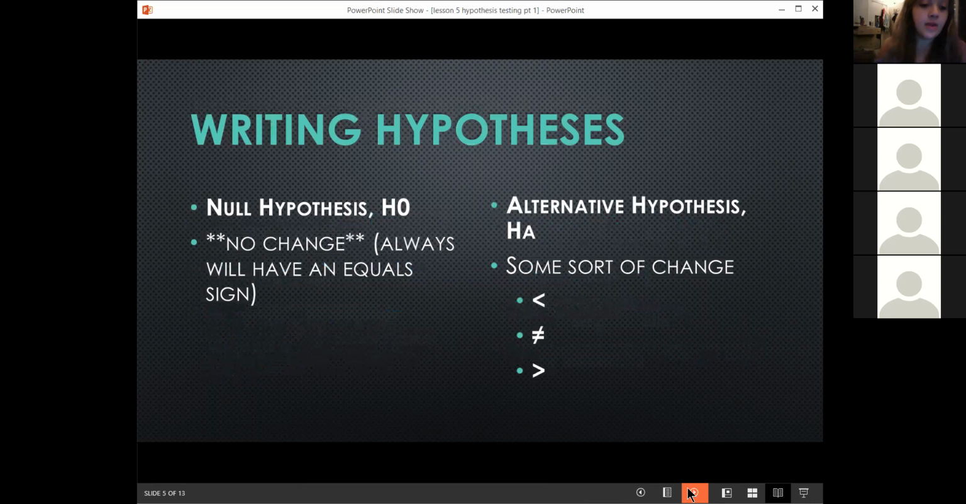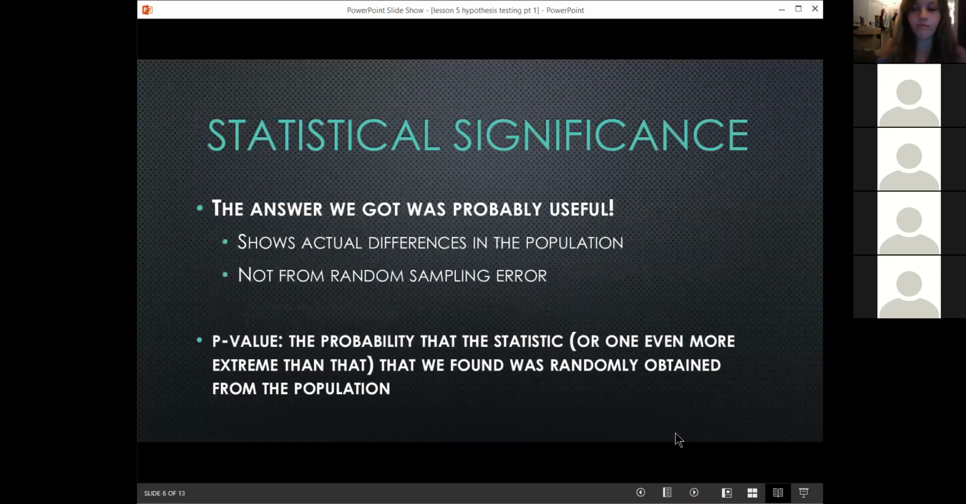So when we're writing hypotheses, we want to make sure that our null hypothesis is always going to have an equal sign in it. It'll never have anything else besides an equal sign, because our null hypothesis is always claiming that there's no change going on. That's why we always have an equal sign. And then on the other side, we have our alternative hypothesis. This is saying that there's some sort of change going on. So these are the different types of inequalities you can use to talk about some sort of change: less than, not equal to, or greater than. Those are the examples if there was some sort of change going on. So that's your alternative hypothesis. You'll never have an equal sign over here because we're talking about some sort of change going on, so an equal sign would not make sense over there.